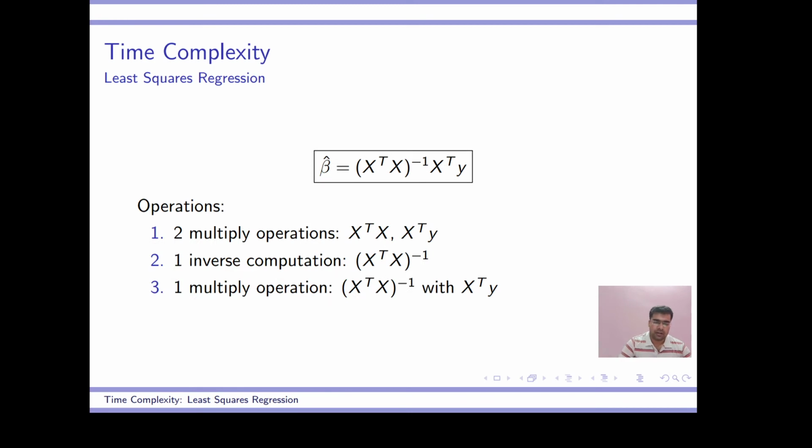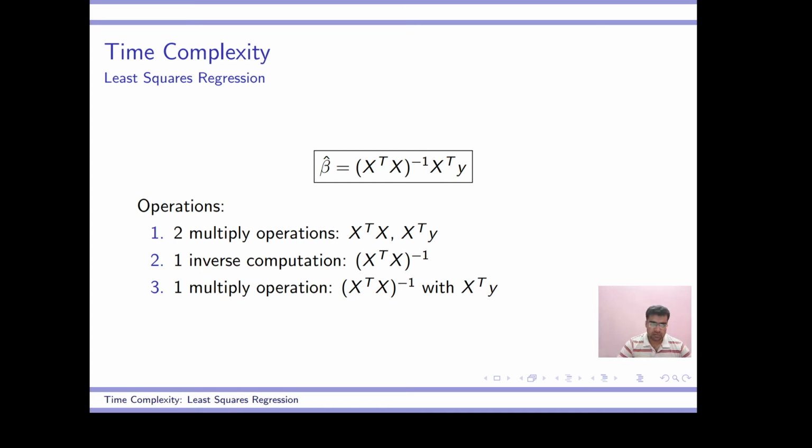Now, if we look at the computation of the solution to this least squares regression problem, different operations are involved. For instance, we have two multiplication operations, where in the first operation we are multiplying x transpose with x, and in the second multiplication operation we are multiplying x transpose with y. Similarly, there is also an inverse computation algorithm taking place. Okay, what is this algorithm doing? This is computing the inverse of x transpose x.